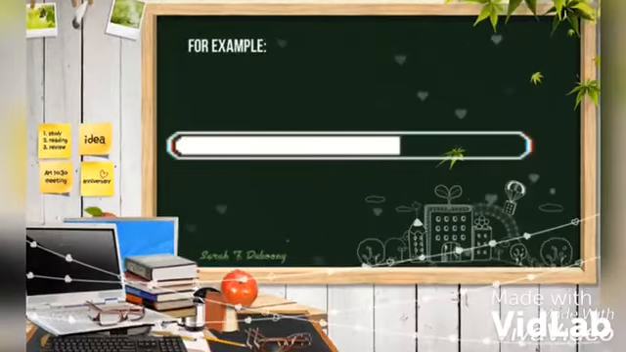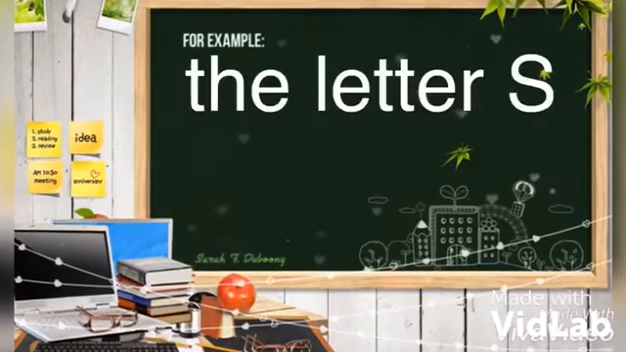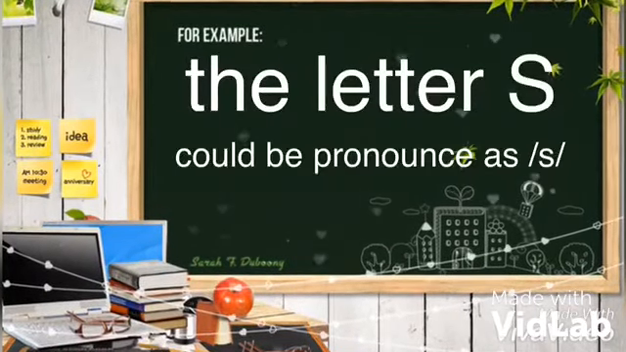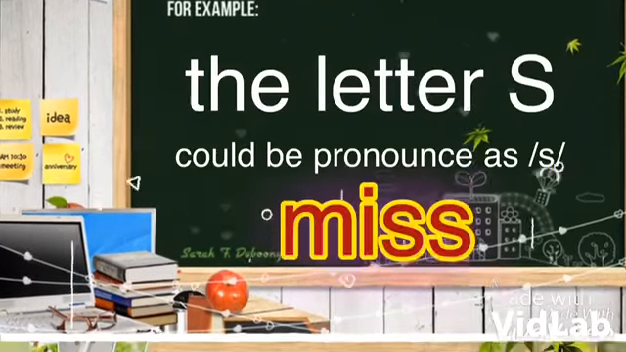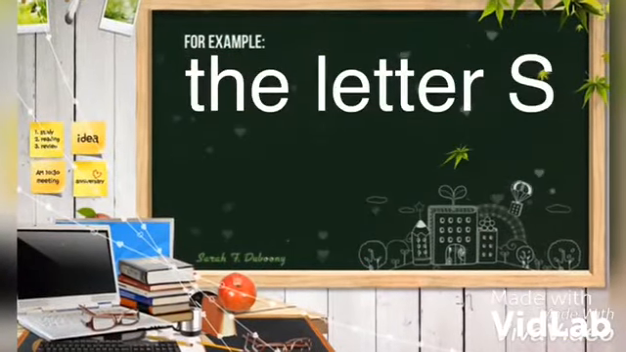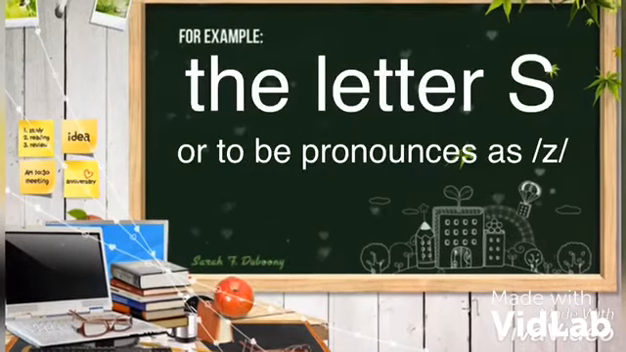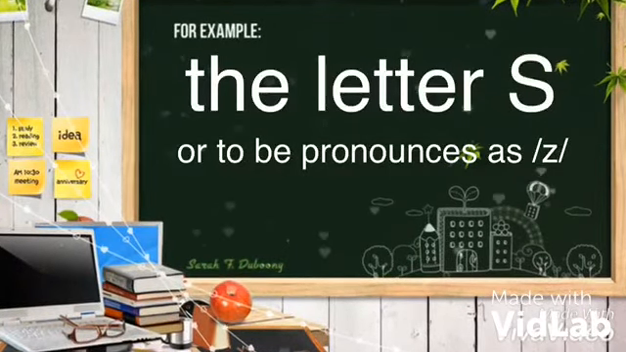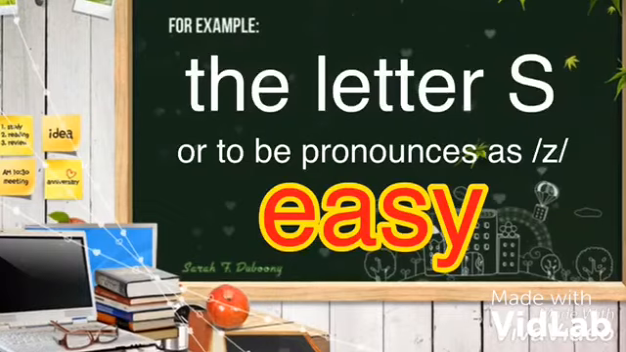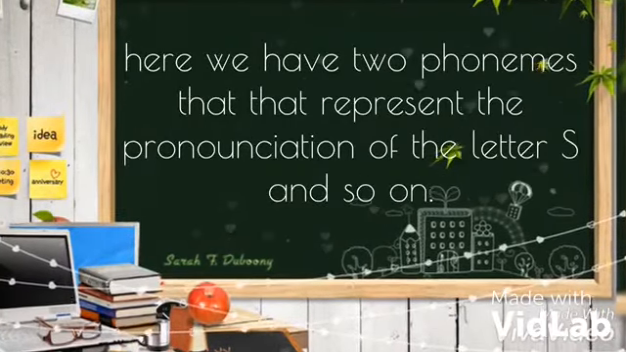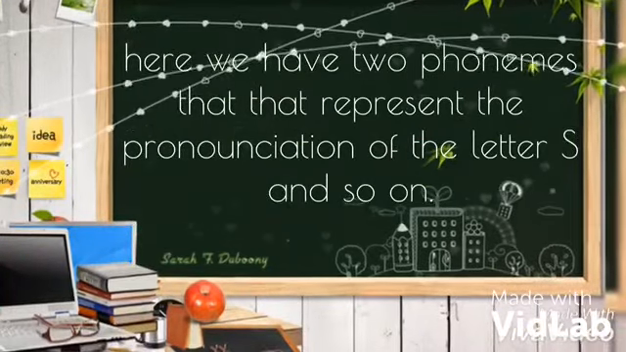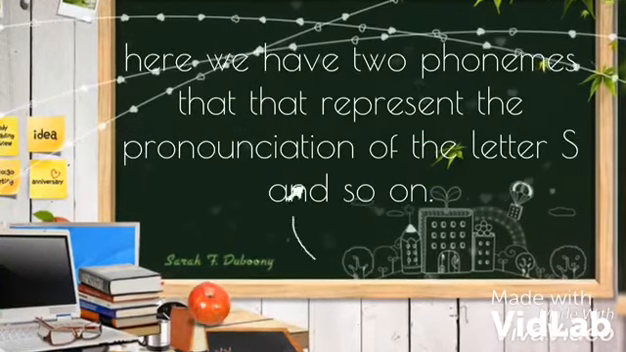For example, the letter S could be pronounced as S, like in the word miss, or to be pronounced as z, like in the word easy. So, here we have two phonemes that represent the pronunciation of the letter S, and so on.